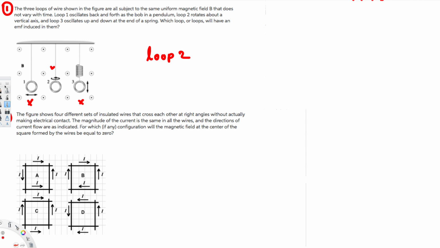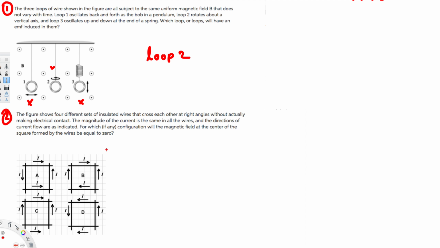Now let's look at the second question. The figure shows 4 different sets of insulated wires that cross each other at right angles without actually making electrical contact. The magnitude of the current is the same in all the wires, and the directions of the current flow are as indicated. For which, if any, configuration will the magnetic field at the center of the square formed by the wires be equal to 0?